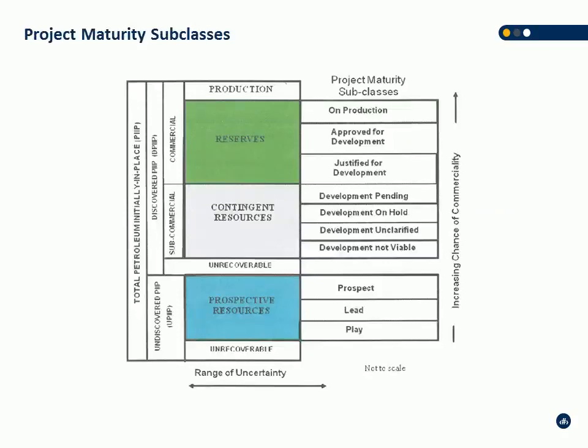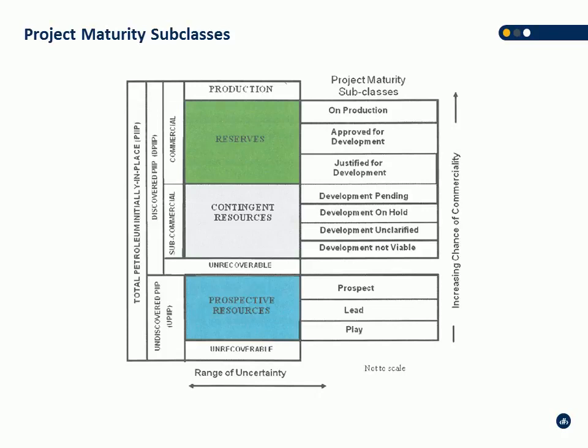Project maturity subclasses. So this is starting to get into subclassification of reserves, contingent and prospective resources. And these are really buckets to identify, again, in the resource case, levels of risk. In the reserves case, it's more development status. So in the reserves case, you have on production, approved for development, and justified for development. So there's no risk associated with those. It's just a question of at what stage of development the assets are in.